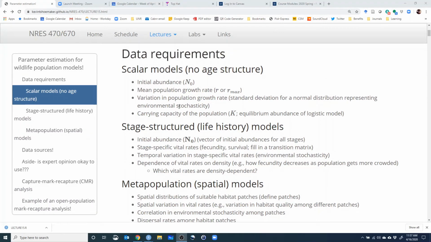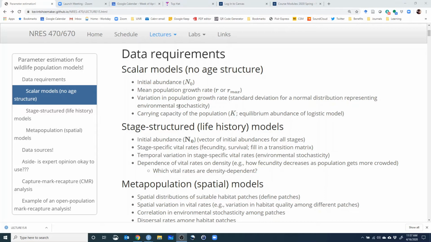Those are the kind of models we started talking about at the very beginning of the class, where we didn't have age structure. We just considered N being the total abundance in the population. We don't dig in any further and divide N into juveniles and adults or anything like that. N is N is N. So what do we need for those types of models? What parameters? Well, of course, we need initial abundance, N sub 0.